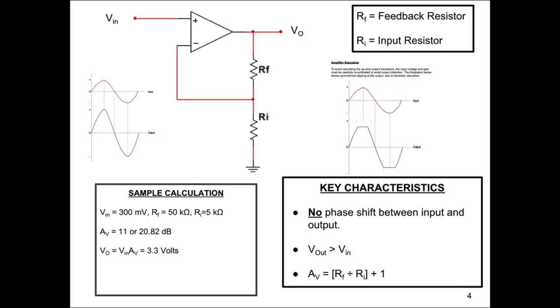So here we see a non-inverting amplifier. We're going to the non-inverting input, positive. This is the input signal Vin. These two resistors provide our feedback. RF is the feedback resistor, Ri is called the input resistor, and there's a one-step formula for calculating the voltage gain.